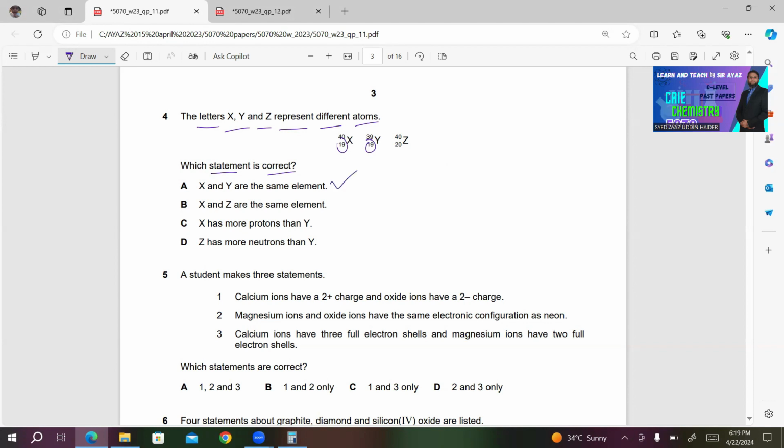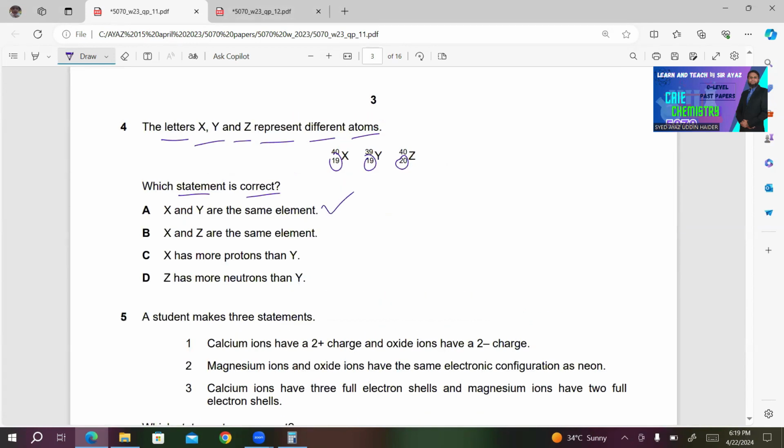For your convenience, I am reading the other statements. B. X and Z are the same element. So if you look at the proton number, they have different proton numbers. So they can't be the same element. This is incorrect. C. X has more protons than Y. This is wrong because X and Y both have the same protons. D. Z has more neutrons than Y.